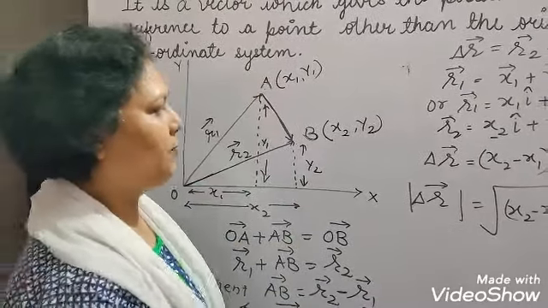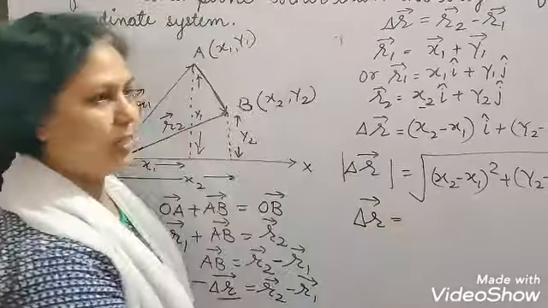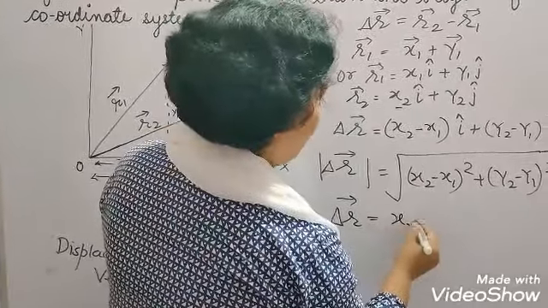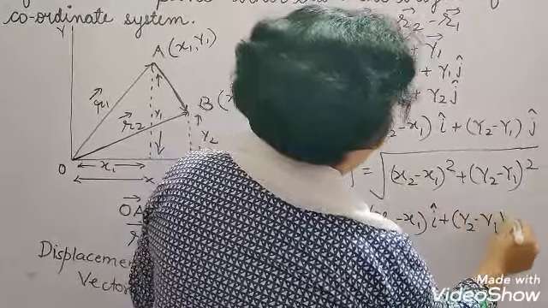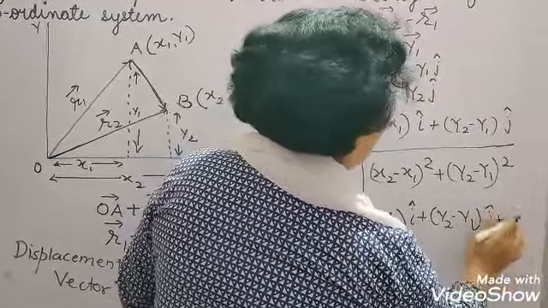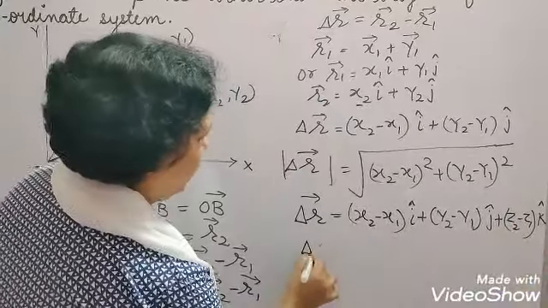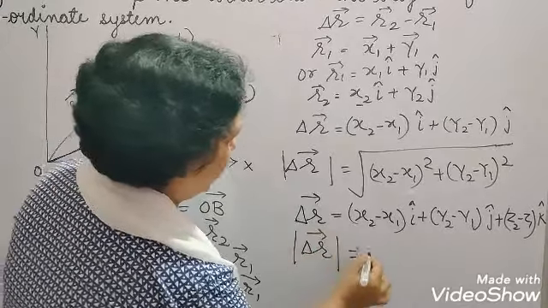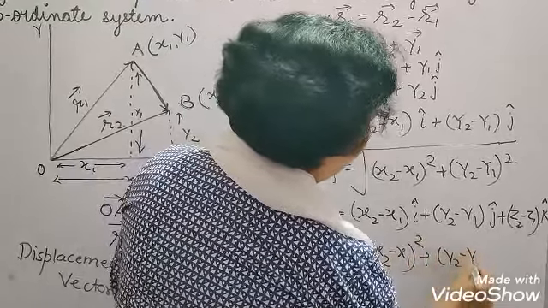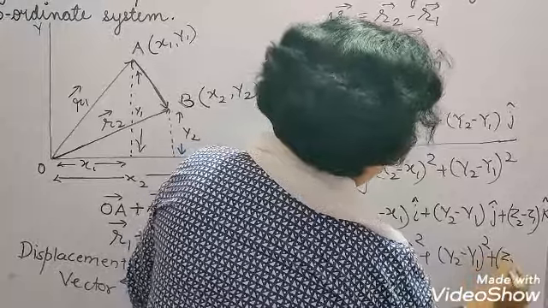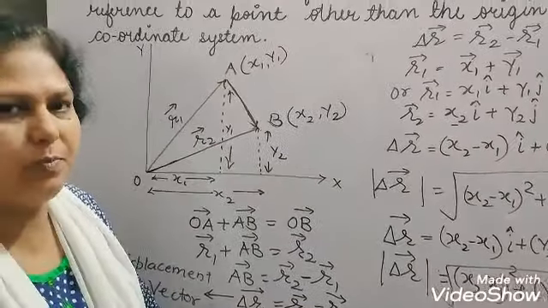Okay, if it is in 3 dimensions, what can we write? We can write the displacement vector as x2 minus x1 i cap plus y2 minus y1 j cap plus z2 minus z1 k cap, and the magnitude of this vector as root of x2 minus x1 the whole square, plus y2 minus y1 the whole square, plus z2 minus z1 the whole square. So this is all about the displacement vector.